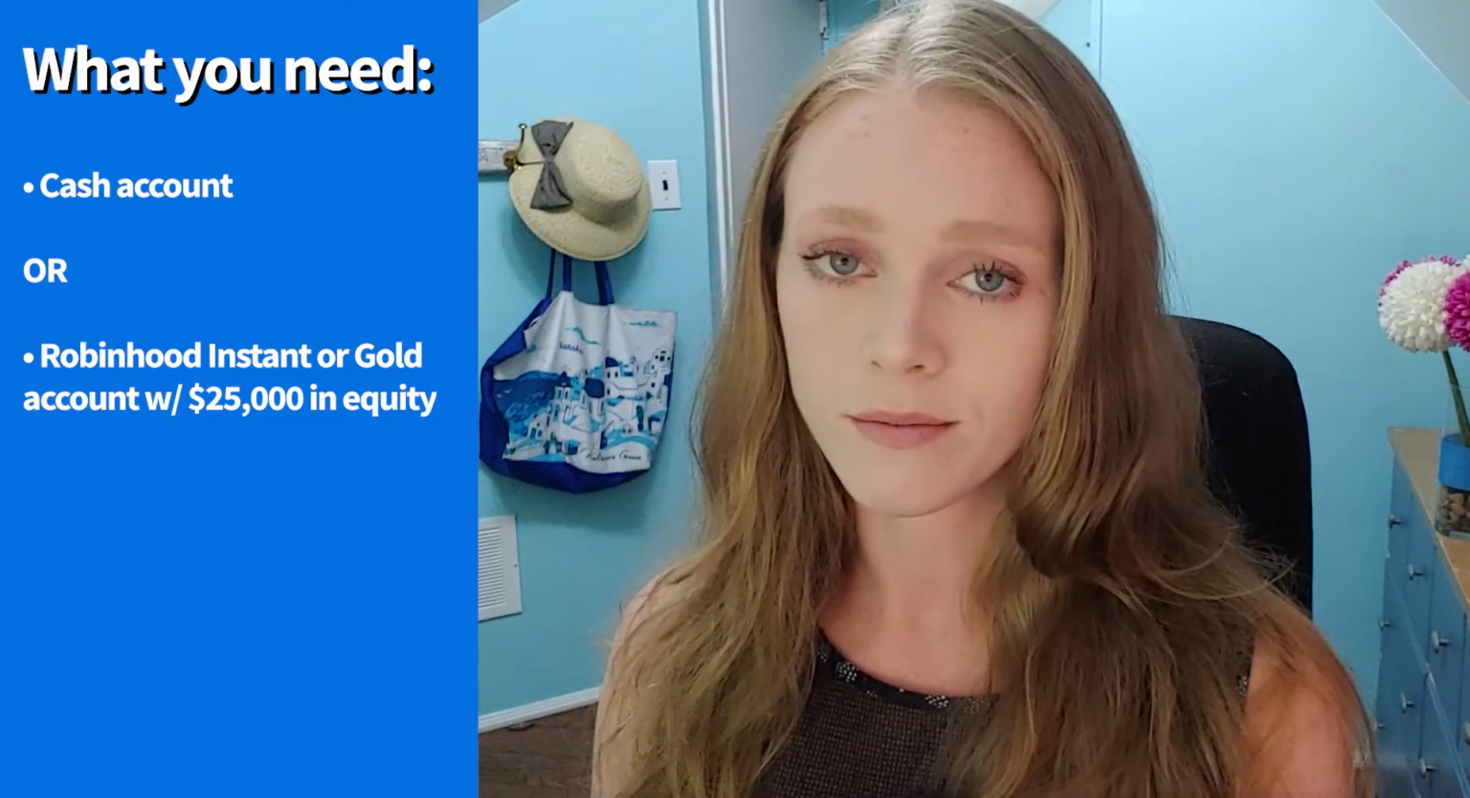While it's possible to day trade on Robinhood, it's probably not a good idea. It lacks a comprehensive stock screener and advanced charting tools and indicators, which professional day traders need to make well-informed trading decisions. If you still want to give it a try, you can day trade on Robinhood by holding a cash account or by having at least $25,000 in equity in your Robinhood Instant or Gold account.